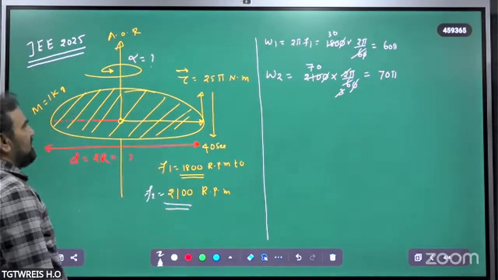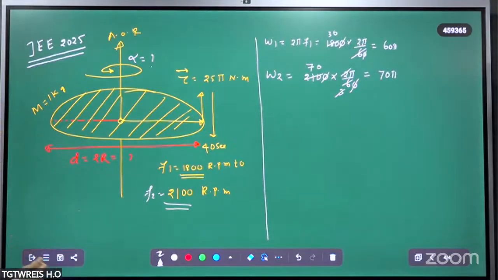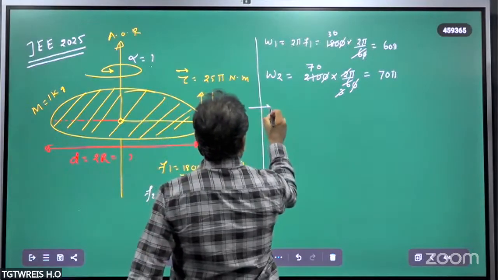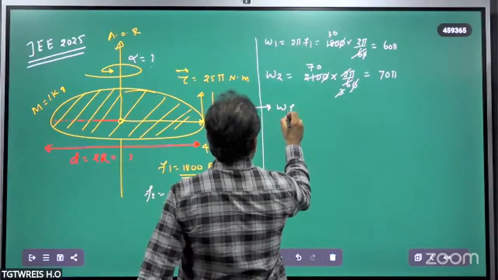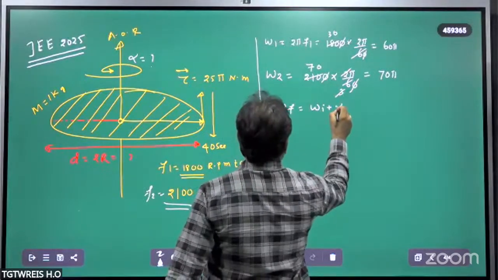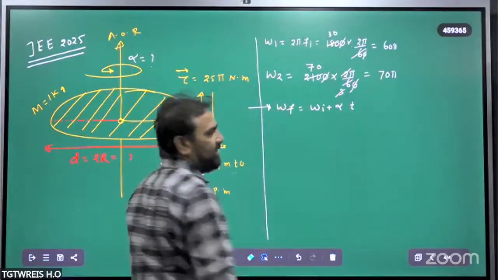With what angular acceleration it will be rotating? That alpha value was not given, so we have to find it from this. Okay, what is that omega f equation of motion? Omega f is equal to omega a plus alpha into t, which you already know.